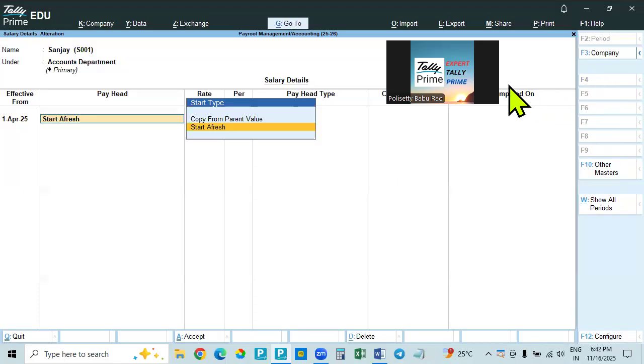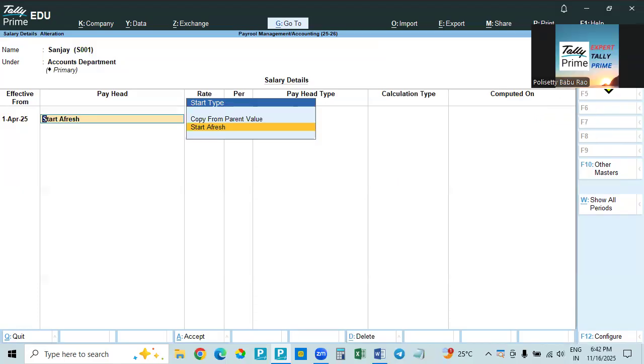For every employee, if you want to enter everything, it will take a lot of time. That is why we already saved it in one group, that is one office. So we can take from parent value. Parent value means if this person is in the same accounts department where we defined the salary, the same department, that is why it is the parent value.